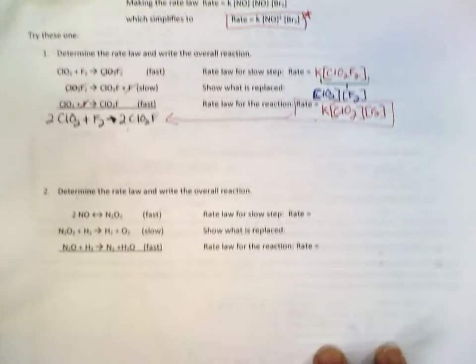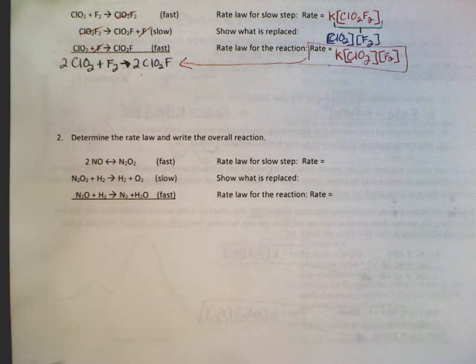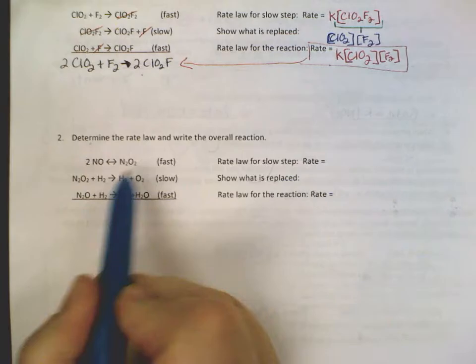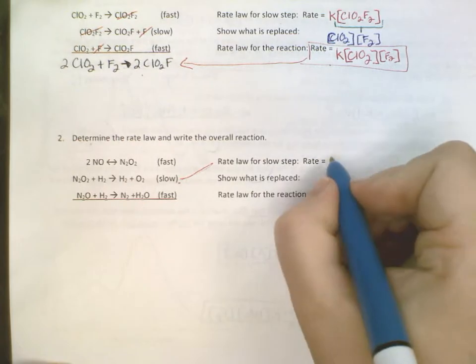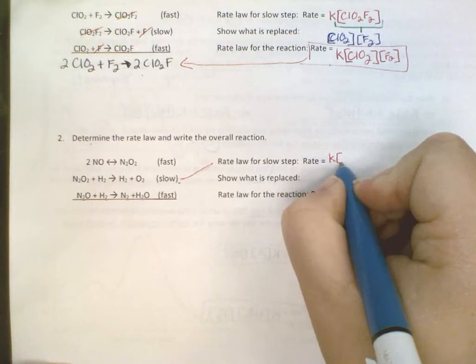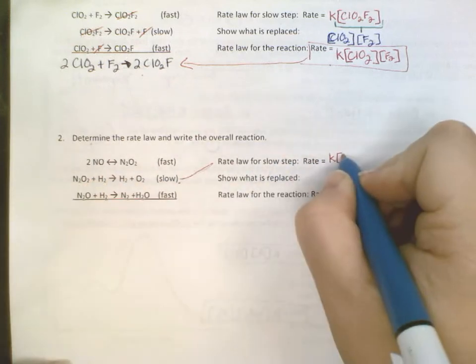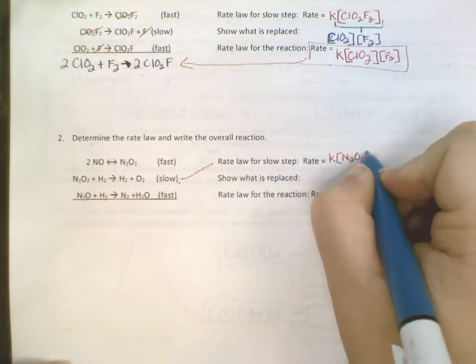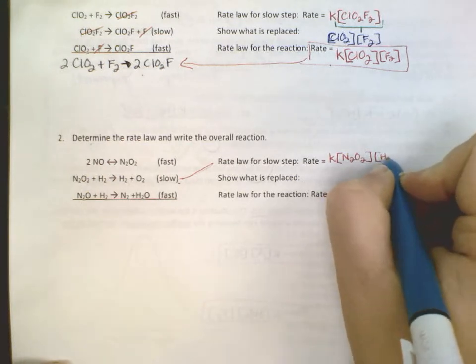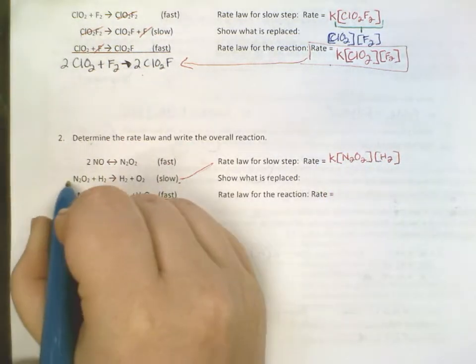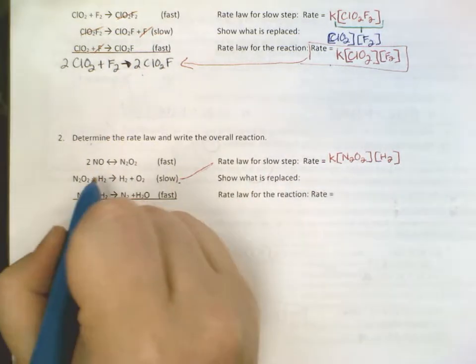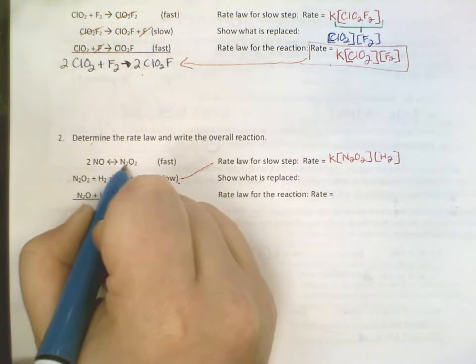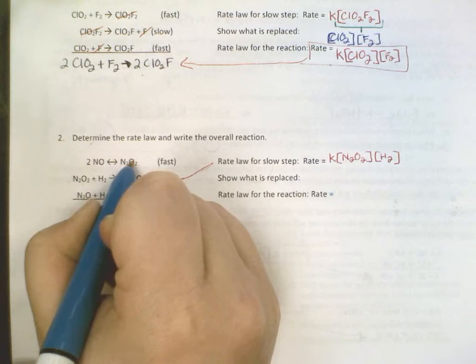Okay, now let's try one more. So our slow step here, again, is our middle step. So we're going to write our rate law based on the slow step. So rate equals k times [N2O2] times [H2], each to the first power because their coefficients are 1. We want to check and see if anything's an intermediate. We can see the N2O2 is an intermediate.